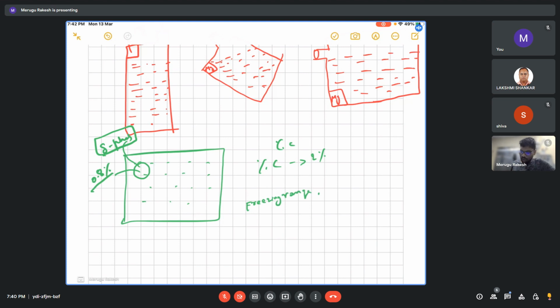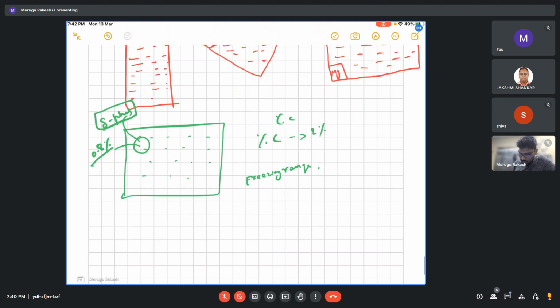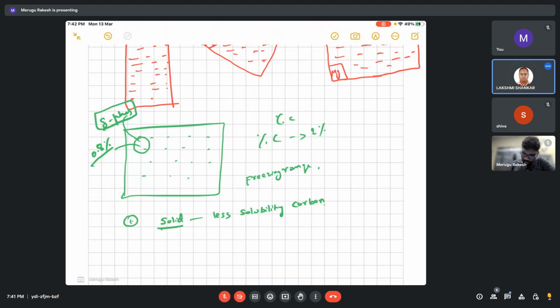I can explain one more thing regarding the same. So basically, this solid will have less solubility of carbon. Do you agree with this? Yes, sir. So that is the reason. Initially, the delta phase will form, and it will reject whatever carbon to the surrounding.